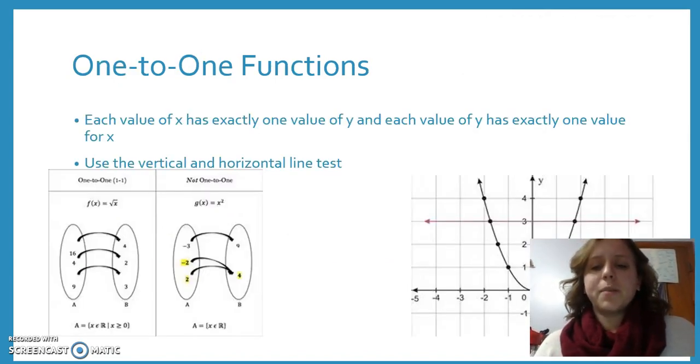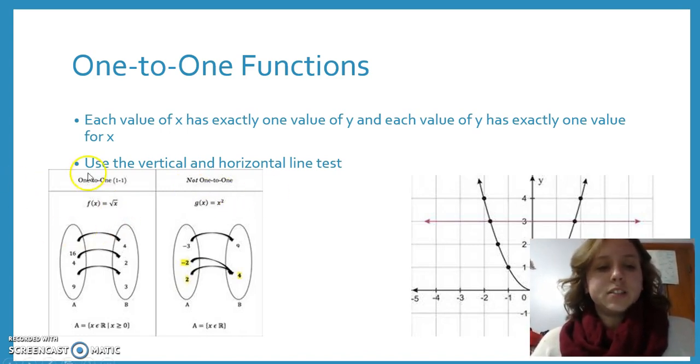So next I want to tell you about one-to-one functions, and sorry again for covering the graph up. Each value of x has exactly one value of y, and each value of y has exactly one value for x. And you can also use the vertical and horizontal line test. Like for functions itself, you can see if it's a function by the vertical line test. You can tell that it's one-to-one if it also passes the horizontal line test.